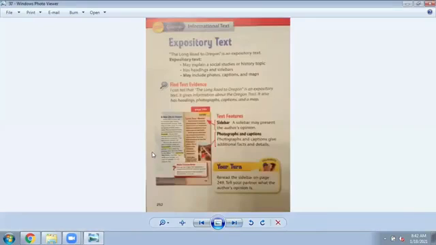Expository text. Regmini, can you tell us what expository text is? May explain a social studies or history topic, has headings and sidebars, may include photos, captions, and maps. Okay, that's right. So we have expository text. Expository text is a text that gives us information about a topic. Okay, it can be a social studies topic. It could be a history topic. The reason they give us these examples is because our story today is based on a story related to history. Also, it says that we have headings and sidebars.